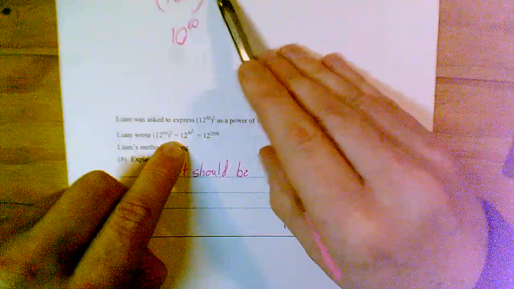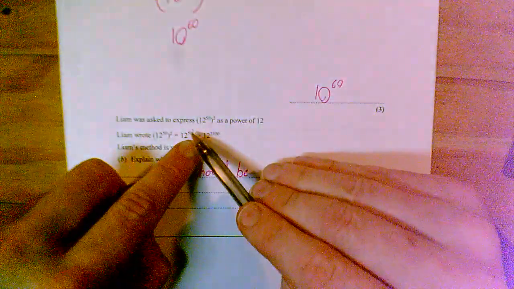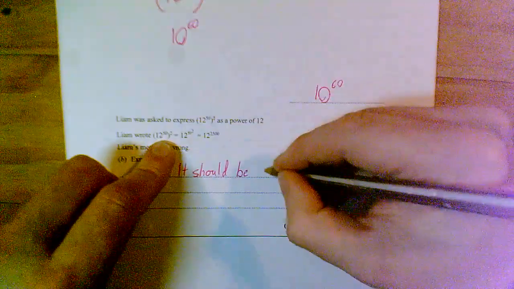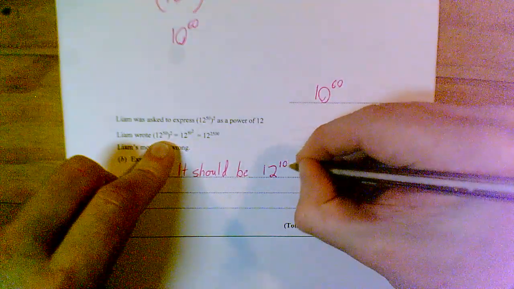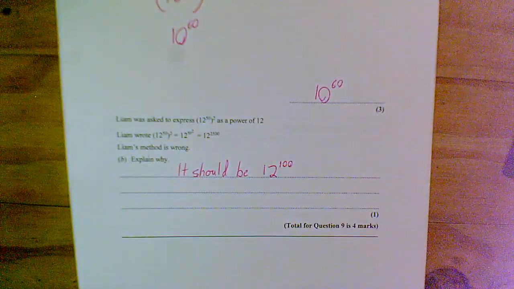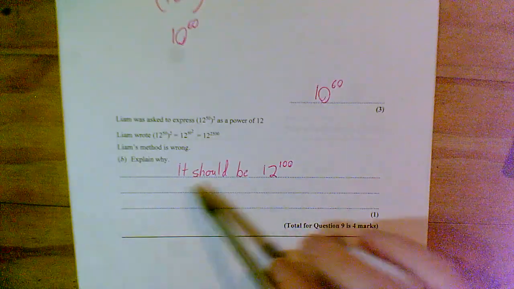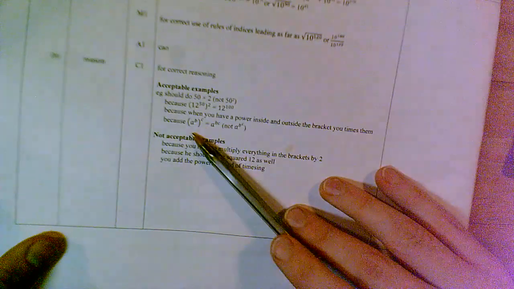We've just done this power here. We multiply them together, we don't square them. So 50 times 2 should be 12 to the power of 100. Just to prove to you that I'm not talking rubbish, that's all we need. You don't need to write an essay about what Liam's life choices are.